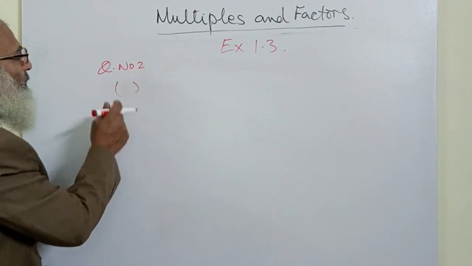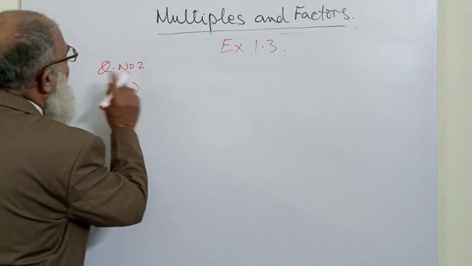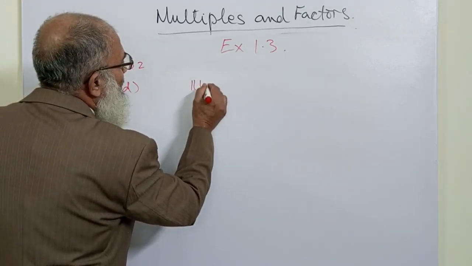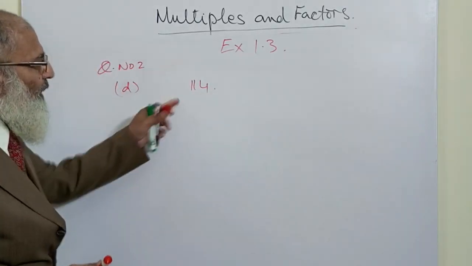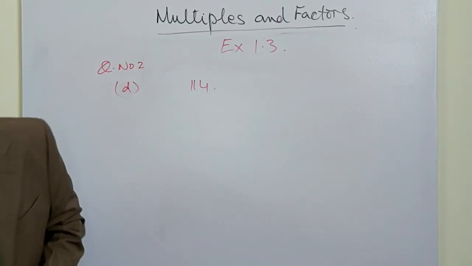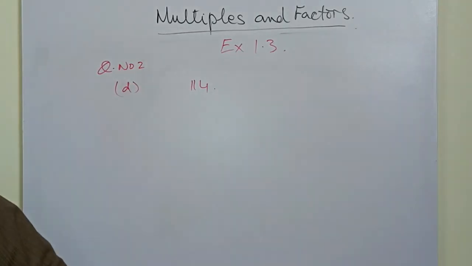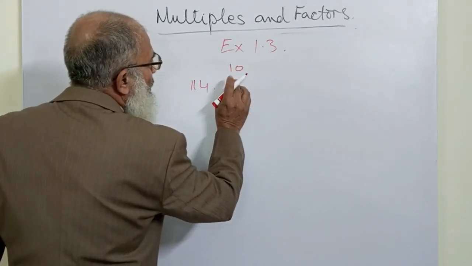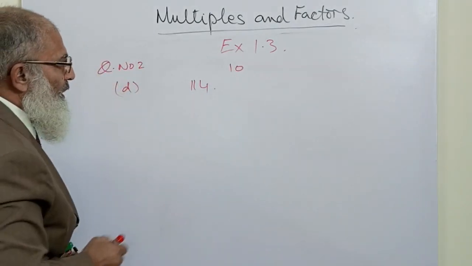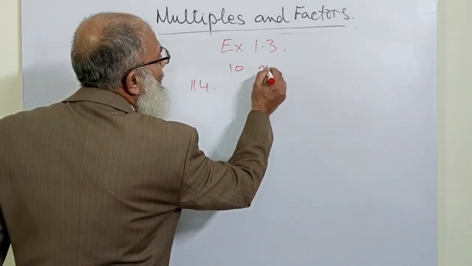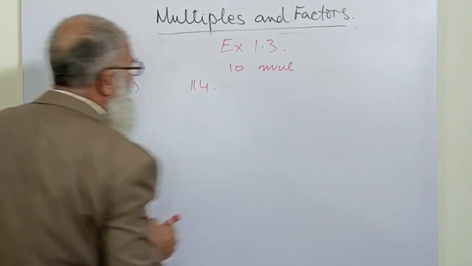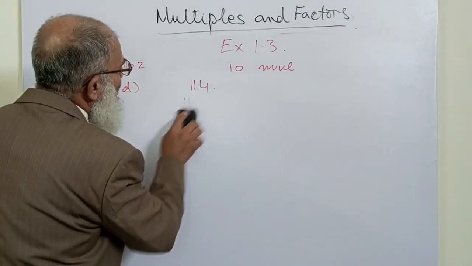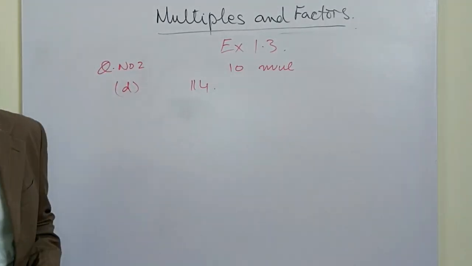I'm going to solve one part from question number 2, and I picked part D from the question. I have to find 10 multiples. Now I have to find 10 multiples of 114. Now here you are given access to the calculator.